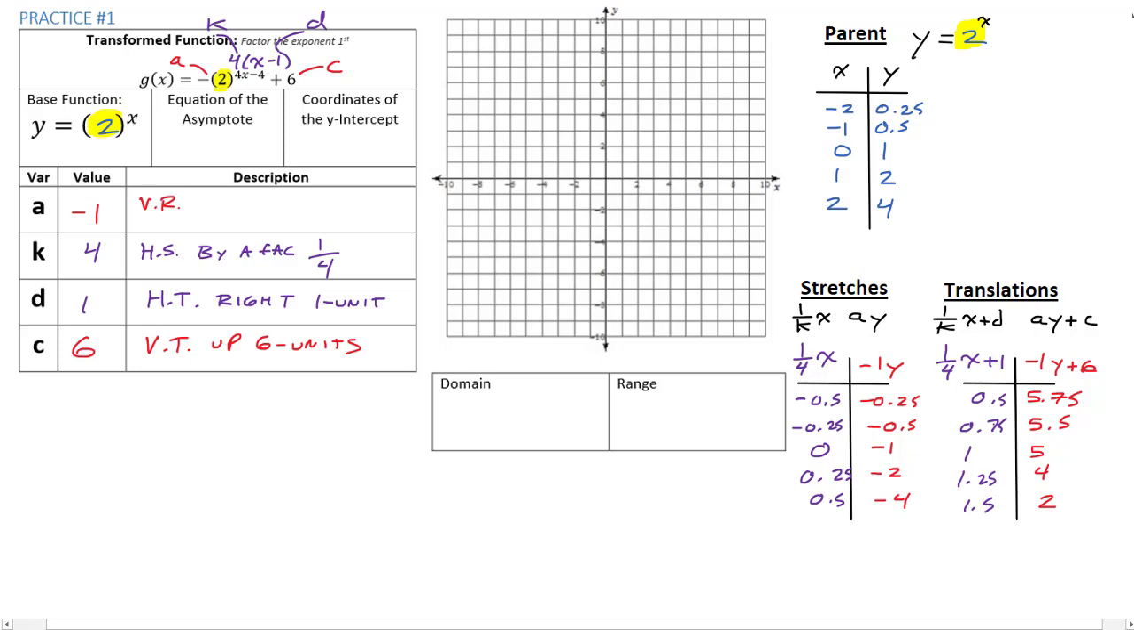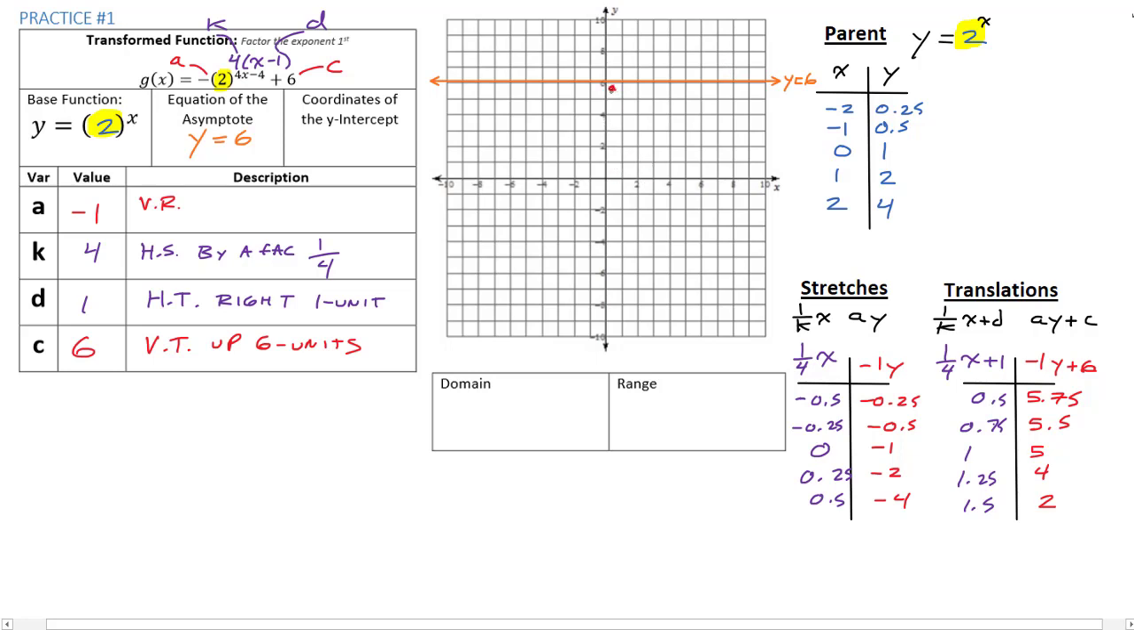Let's graph this thing. But before we do that, don't forget our asymptote. It's y equals c, so y equals 6. It's the first thing you want to draw on there. So there's a horizontal line at y equals 6. Here we go. Make sure you label it. That's our asymptote. Our line can't cross that. It gets closer and closer to it. All right, I'm going to plot these points the best I can here. So 0.5 over, 5.75 up.